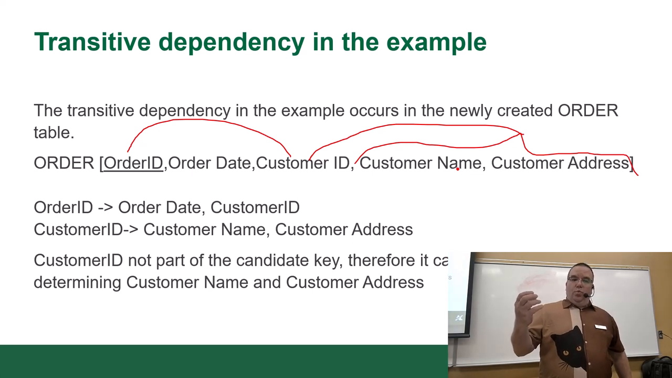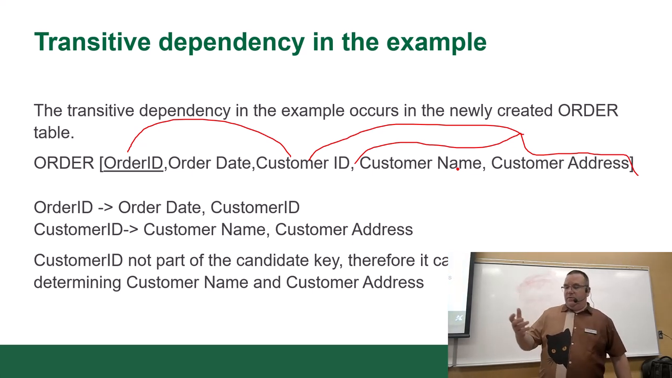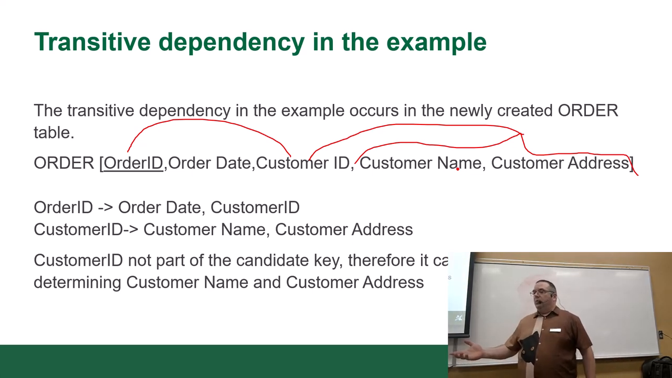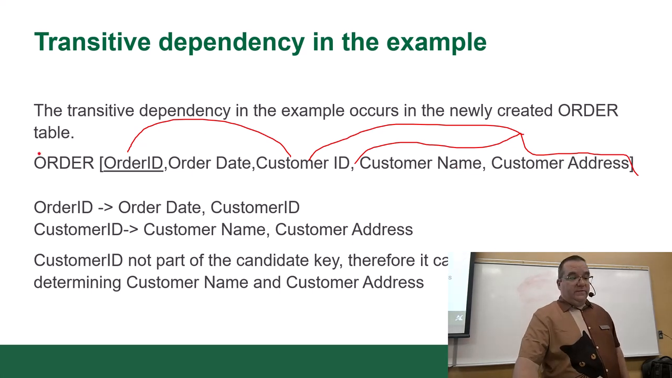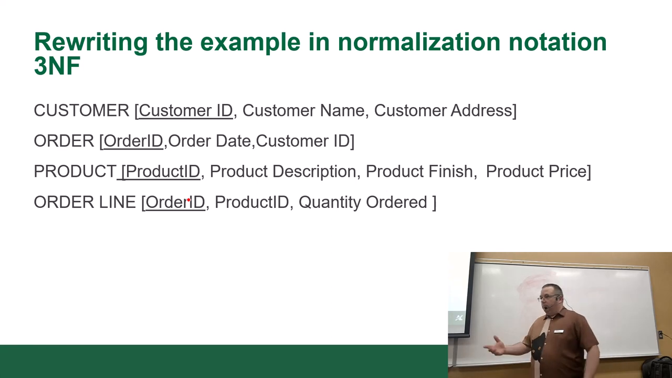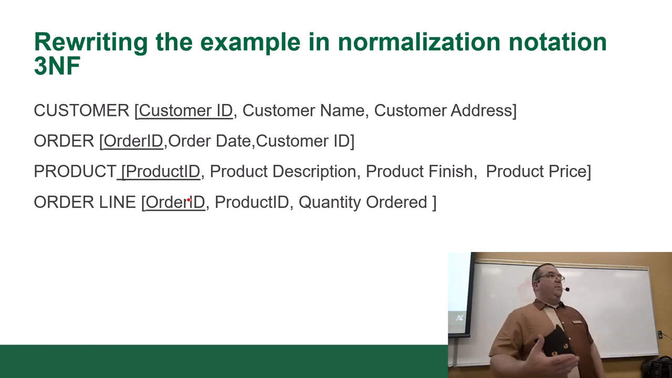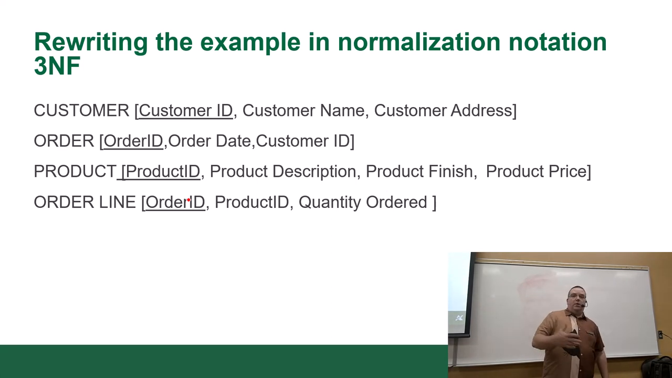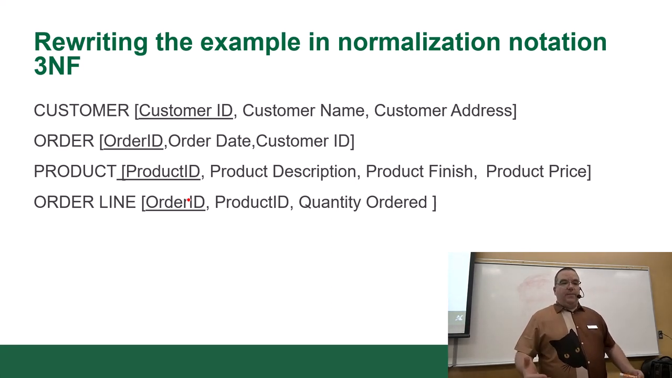It is a transitive dependency. We want to get rid of transitive dependencies, so we do it by breaking it out. Literally every time you have some sort of anomaly or a dependency issue, the answer is usually break it down to smaller pieces and break it out. So we can take the order information and break it out as follows.